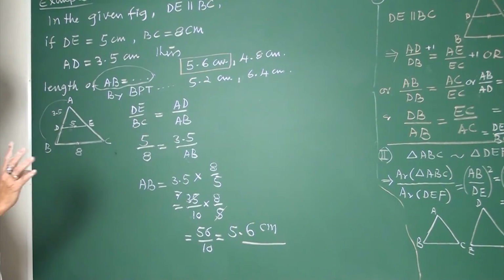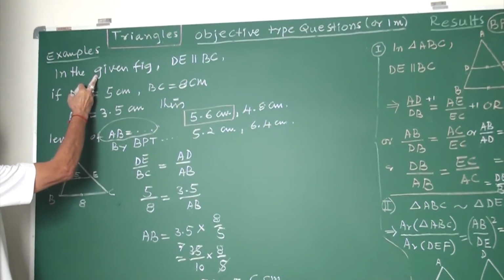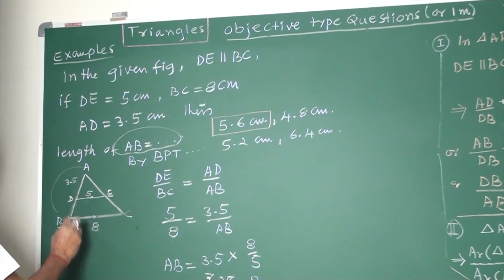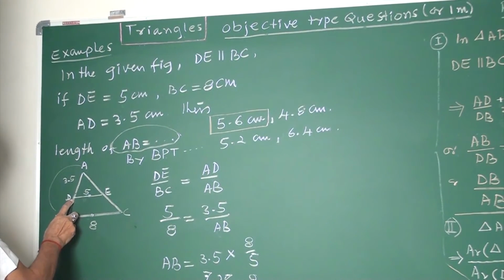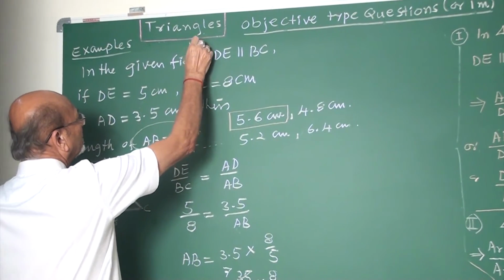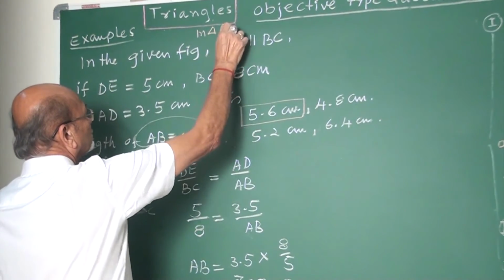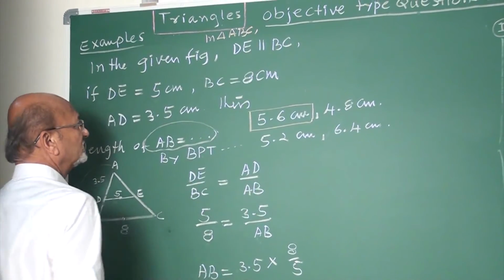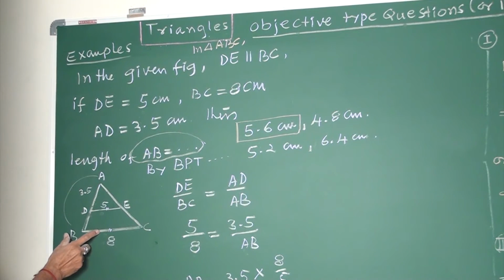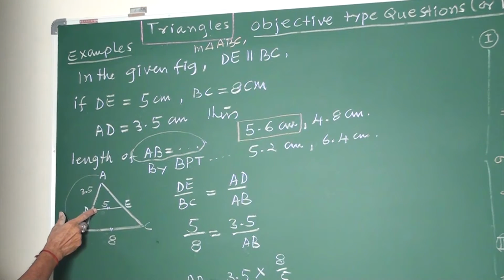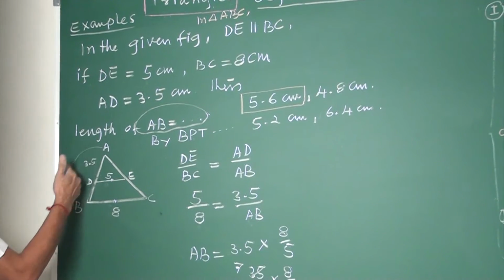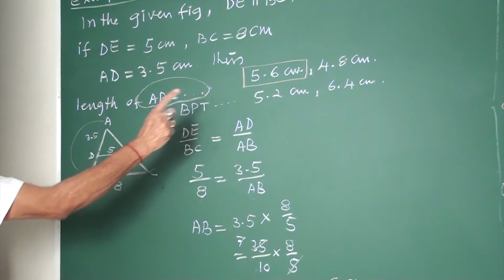Quick, I will explain once again. See, my friends. In the given figure, in the triangle ABC, DE is parallel to BC. It's related with triangle only. My friend, DE given, BC given, AD given. You wanted AB. That property, my friends.